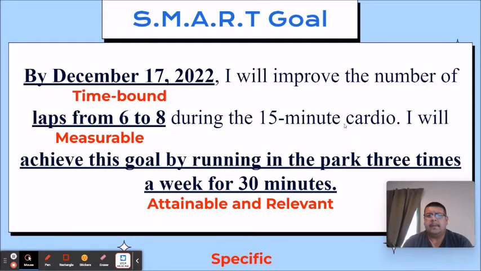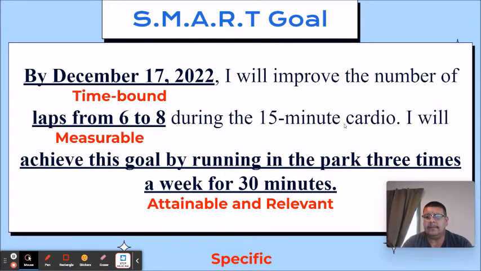Now the words in bold are telling you already if it's measurable, attainable, relevant, and time bound. Let's look at the measurable part first. I know that I can complete a number of laps and improve from 6 to 8 by December 17th. If I am able to improve the number of laps from 6 to 8, that's the measurable part. That's how I know that I am going to improve my goal from 6 to 8.